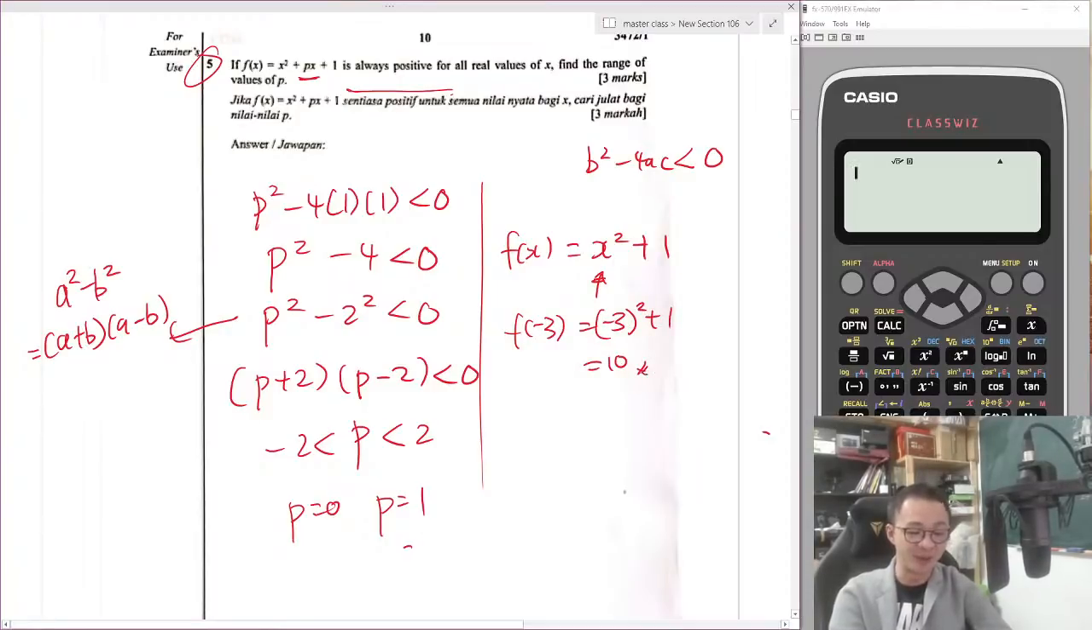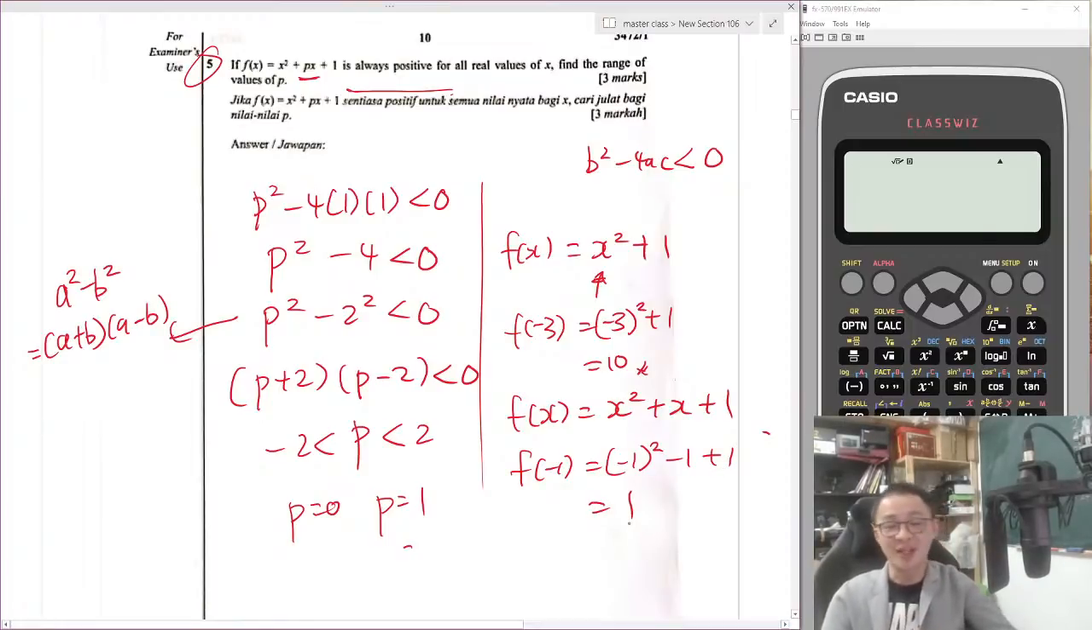This is a positive value. If I put 1 as p, x squared plus x plus 1, you can try to sub any number in here. Let's say you sub x equals 0, you get positive 1. You sub x equals negative 1, you get negative 1 squared minus 1 plus 1. You still get positive 1. No matter what value you sub, you always get a positive value. This is the meaning of always positive.